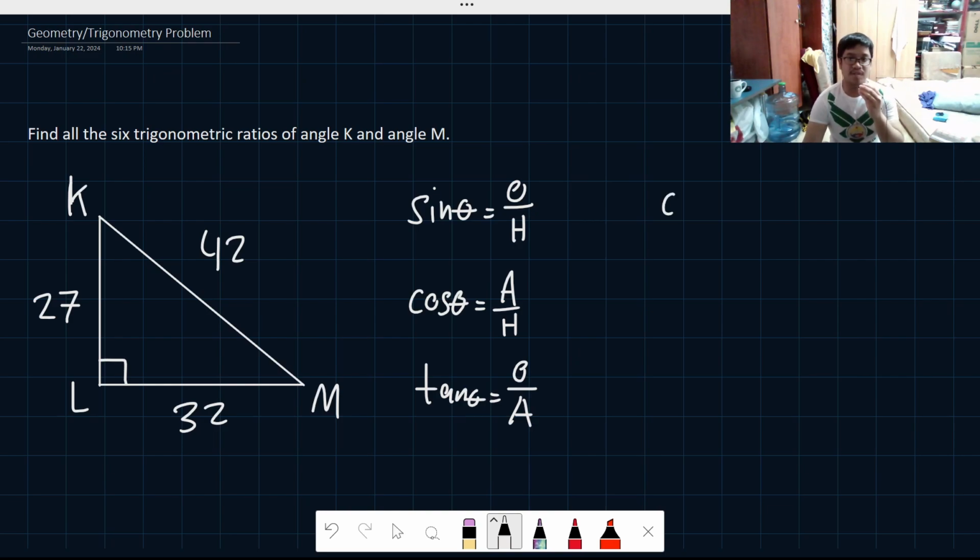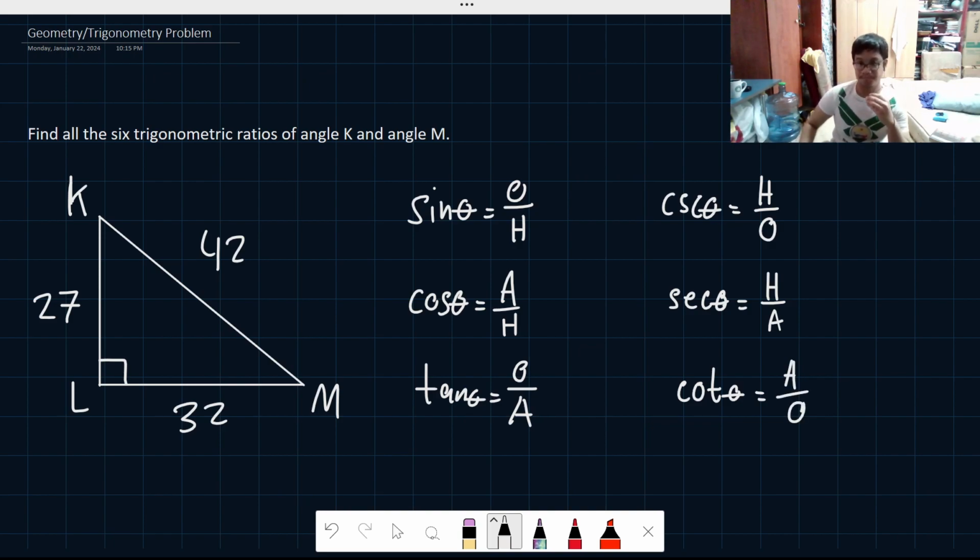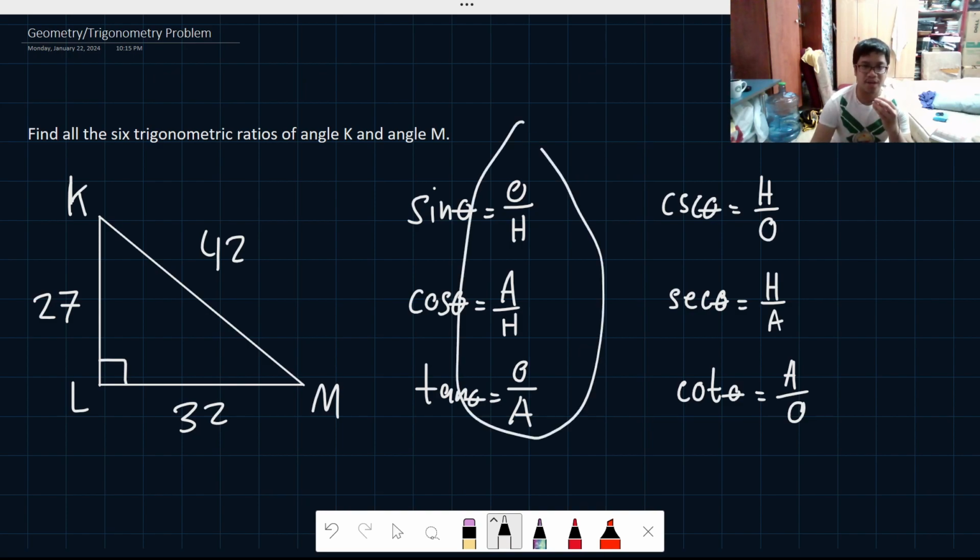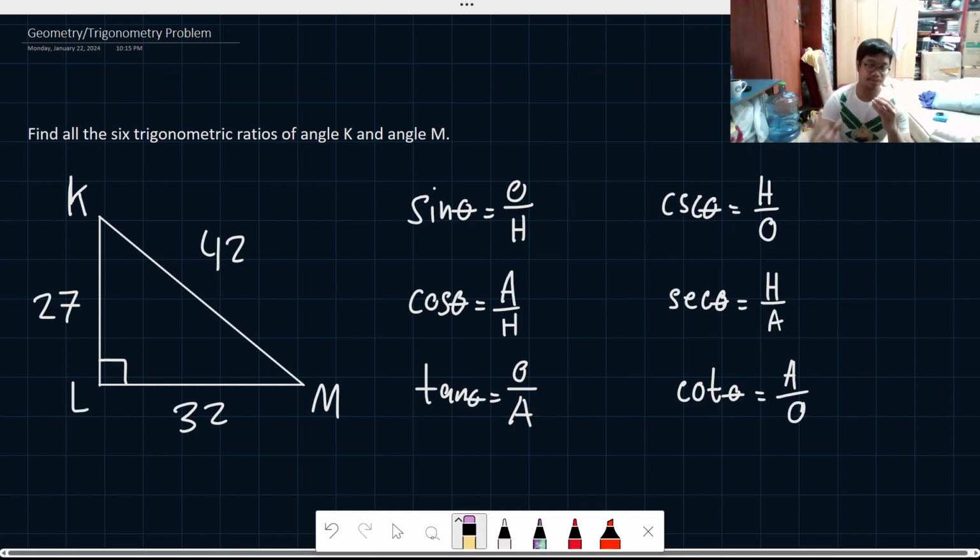So the reciprocal of sine is cosecant theta. So the ratio for this one is hypotenuse all over opposite. Then we have secant theta, which is the reciprocal of cosine. So this will give you hypotenuse all over adjacent. And lastly, we have cotangent theta, which is the reciprocal of tangent theta, which is adjacent all over opposite. All right? So we're going to find the value of each of the trigonometric functions by its equivalent ratio.